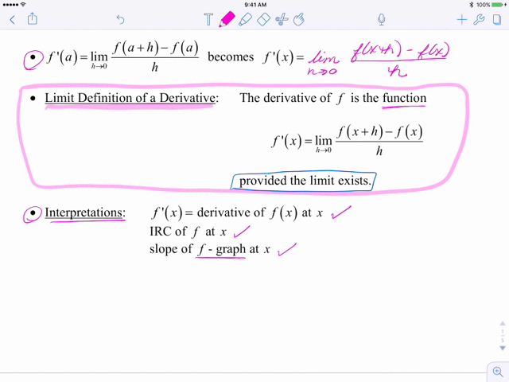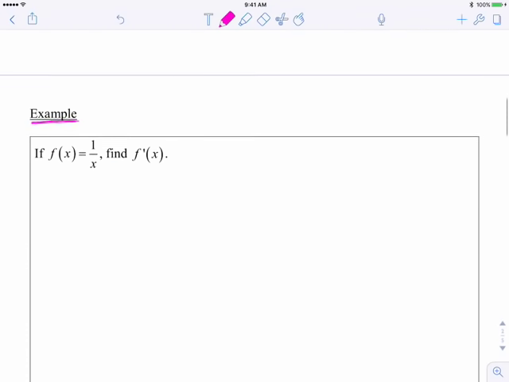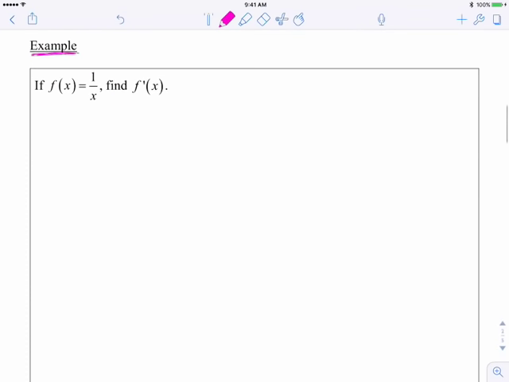Sometimes, if the derivative turns out to be constant, then you're going to get a number, regardless of what x is equal to. But if you're not dealing with a constant derivative, that's not going to happen. You're going to get something that has an x in it. So here's an example to illustrate how it works. We have f of x is equal to 1 over x. Find f prime of x.